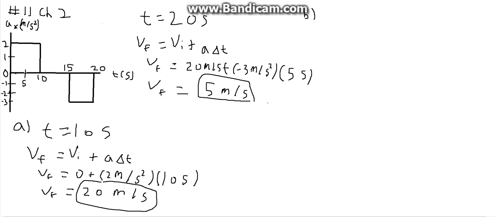Now to do B, we have to find the distance traveled in the first 20 seconds. So from the period 0 to 10 seconds, the particle is traveling from an initial velocity of 0 meters per second to a final velocity of 20 meters per second, and the time is 10 seconds. So for the first 10 seconds we can use change in x equals 1/2 times V initial plus Vf times change in t.